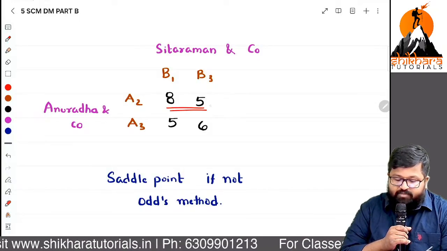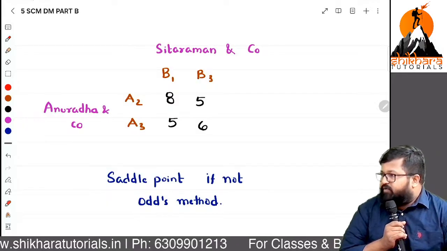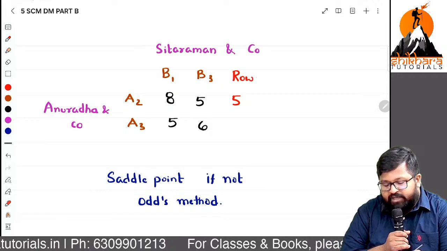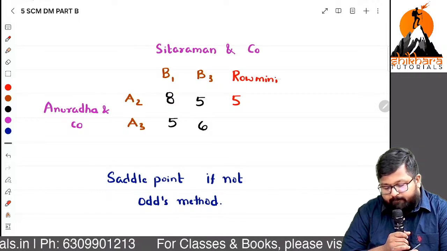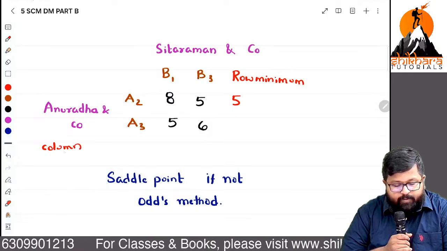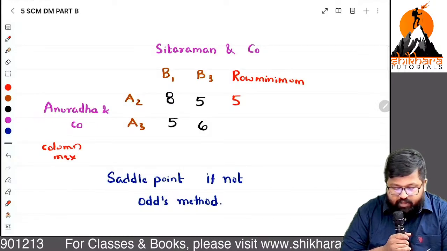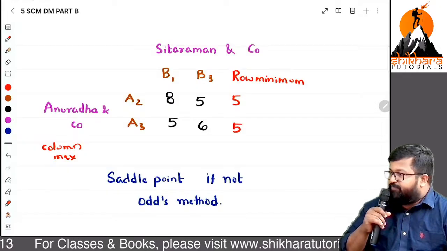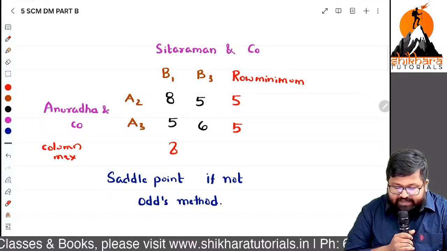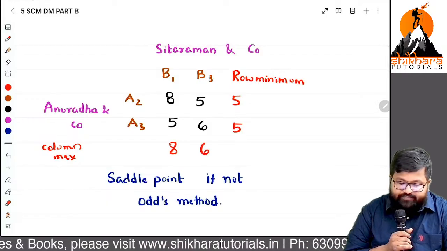Of these two numbers, the minimum number is 5, and here it is the row minimum. Here it is the column maximum. The other number is also 5. And in the case of columns, the numbers are 8 and 6.